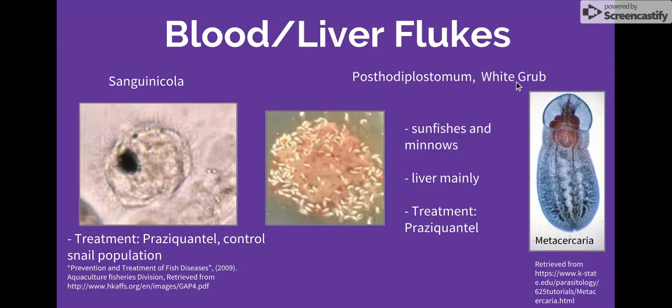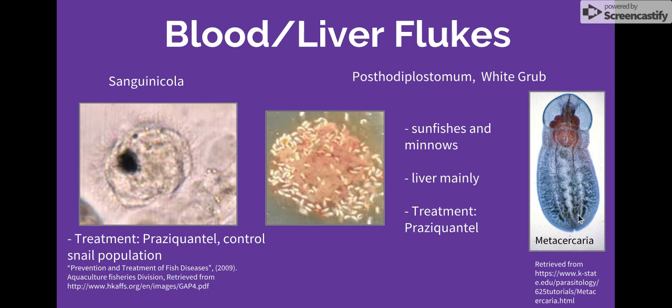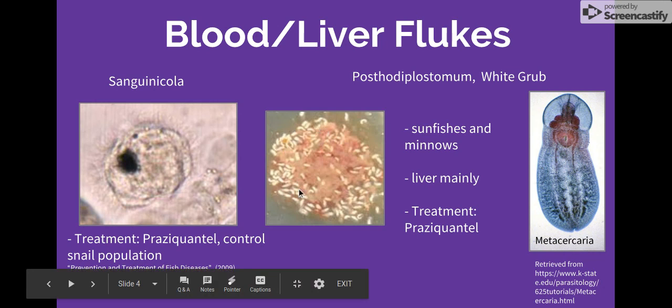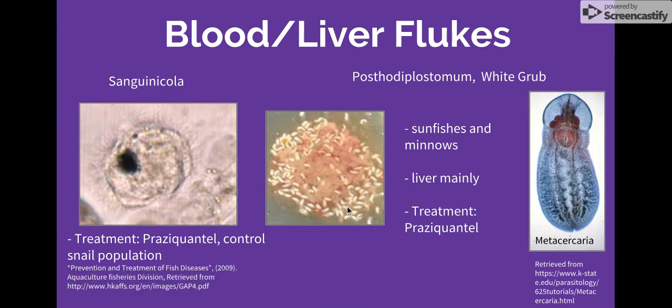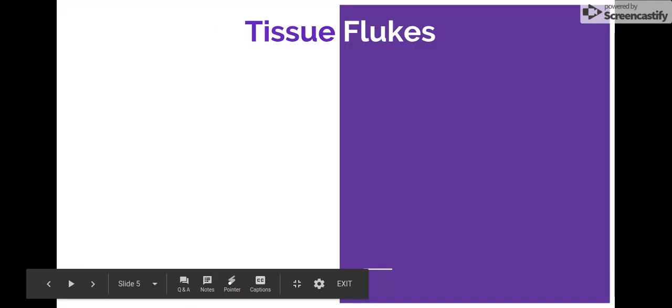This liver fluke, Posthodiplostomum, is also known as the white grub. The metacercarium form looks like this, but as an adult, it generally looks like these white grubs. And they're usually found in the liver, but they can be found in other parts of the tissue. And you can use the same treatment, praziquantel, and they're mainly found in sunfish and minnows.